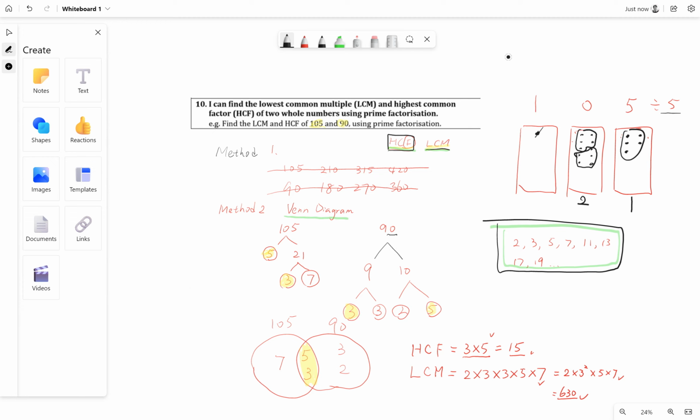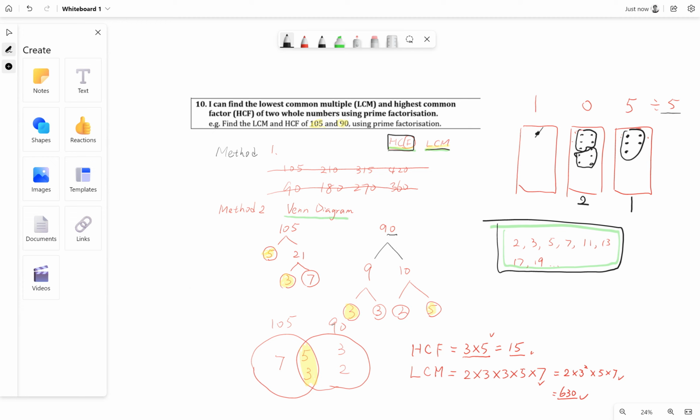Remember, we're looking for prime numbers. So those are all the prime numbers. Circle them once you get a prime number to remind you to stop. Now, we draw 2 Venn diagrams here. One is for 105. The other one is for 90.